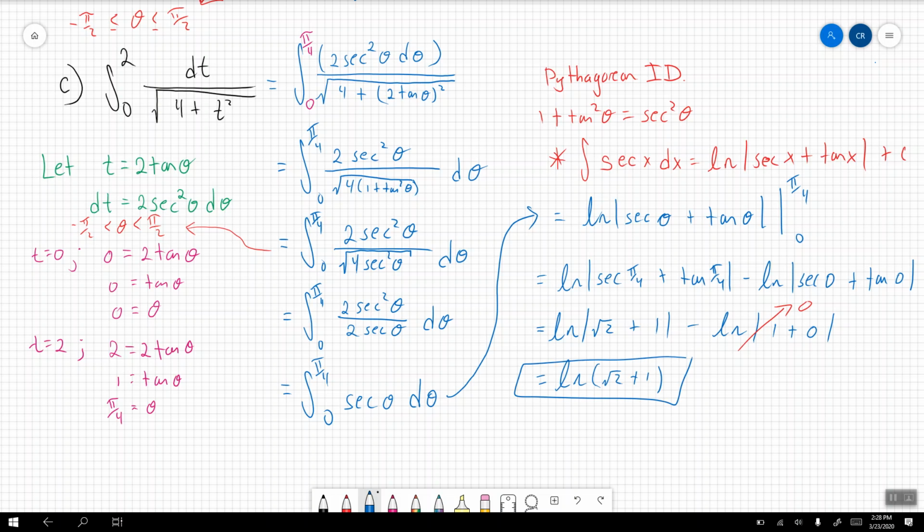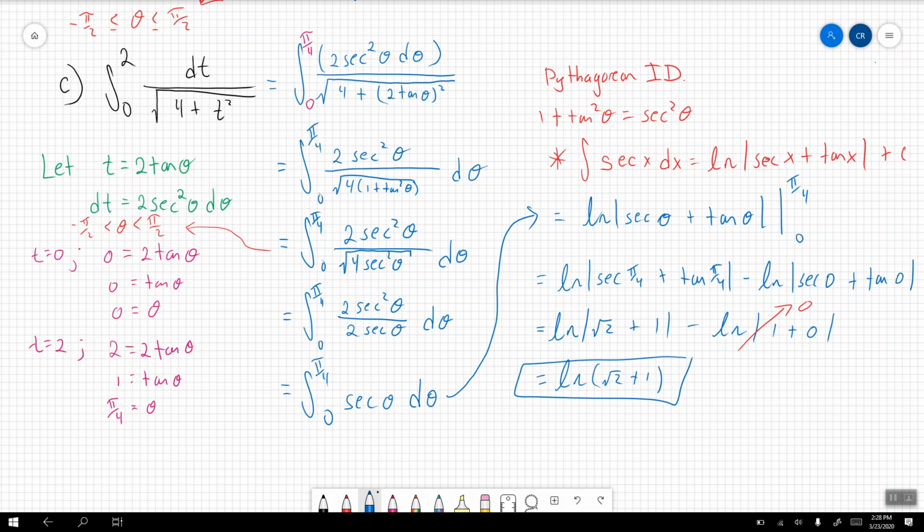Notice I did drop the absolute values at the end simply because the argument of this natural log will always be positive. Square root of 2 plus 1 will always give you a positive number, therefore we can drop the absolute values. At the end of the day, this is our final answer. The initial integral that we were looking at over here at the top left corner was the integral from 0 to 2 of 1 divided by the square root of 4 plus t squared, all dt. At the end of the day, we were given this answer of natural log of the square root of 2 plus 1.